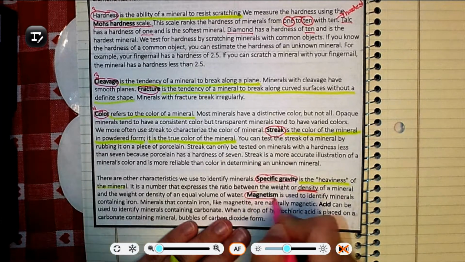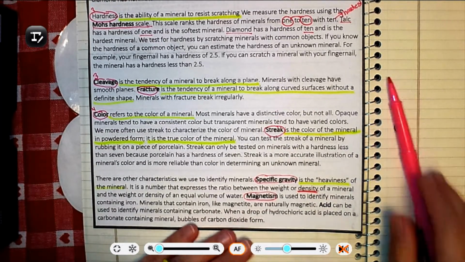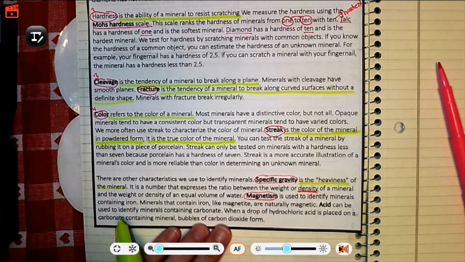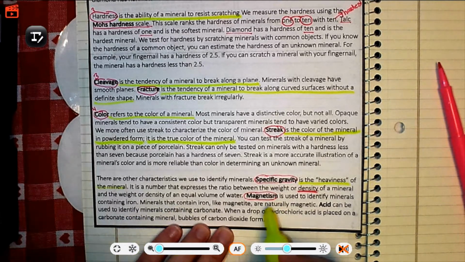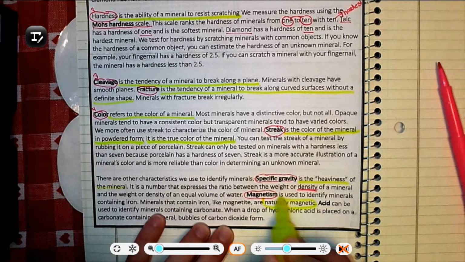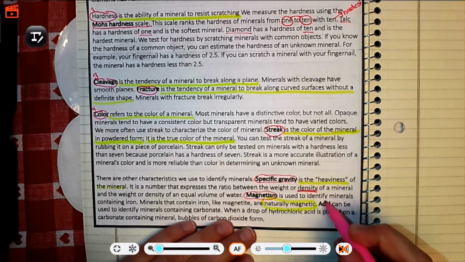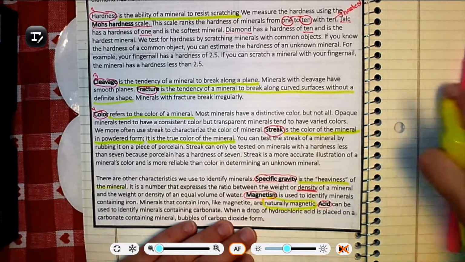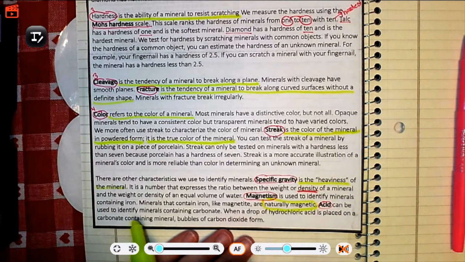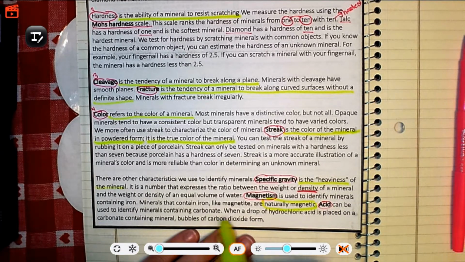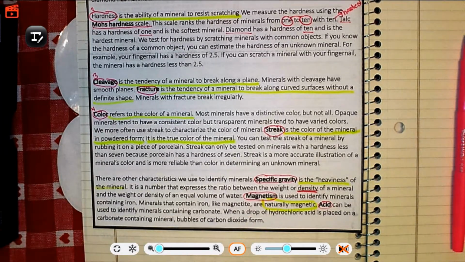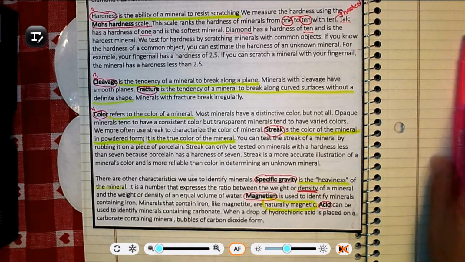Then we've got magnetism. It's used to identify minerals containing iron. Minerals containing iron are naturally magnetic. So is it magnetic? Then we've got our acid test, which we definitely do on our online lab. Acid can be used to identify minerals containing carbonate. When a drop of hydrochloric acid is placed on a carbonate-containing mineral, bubbles of carbon dioxide form. Oh, that was paragraph 5.